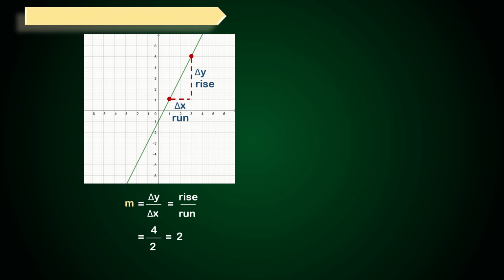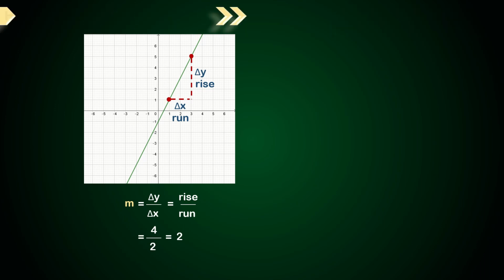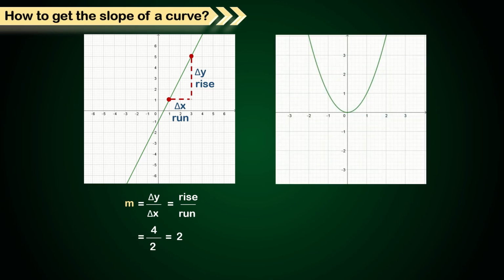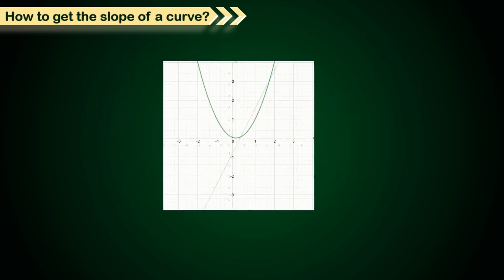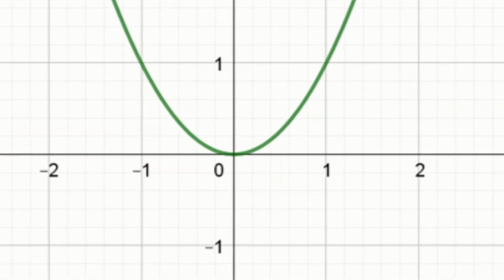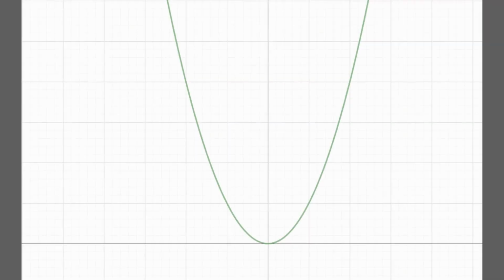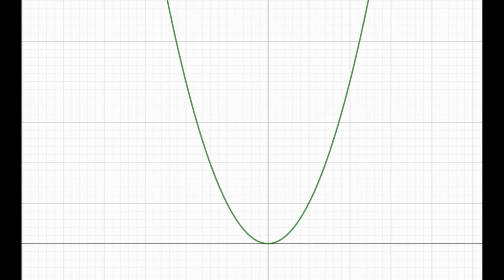How about the slope of a curve? Pause for a moment and think about the slope of the given curve. Given the situation, how do we get the slope of a curve? To address this, let's look at it this way. The slope of a curve is determined by a tangent line at a specific point on it. For instance, given a point on the curve, draw a tangent line to it. Then, get the slope of the line.